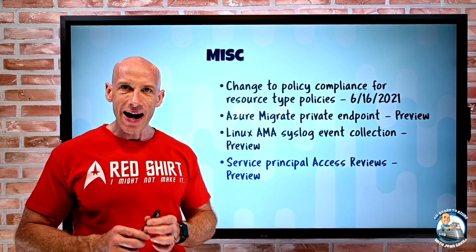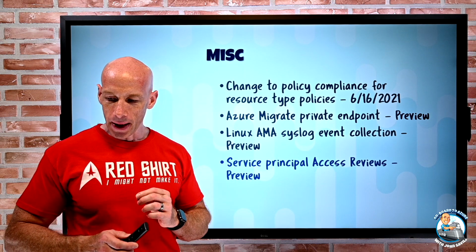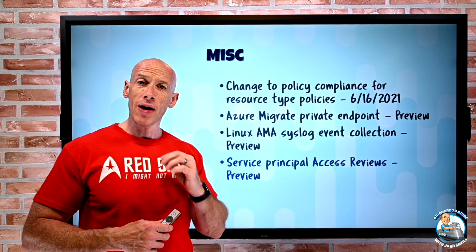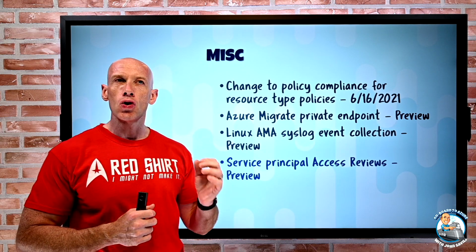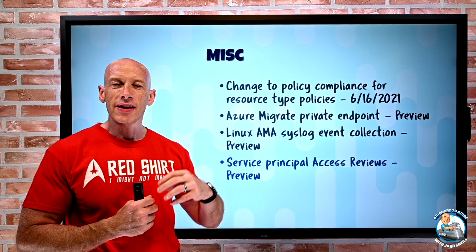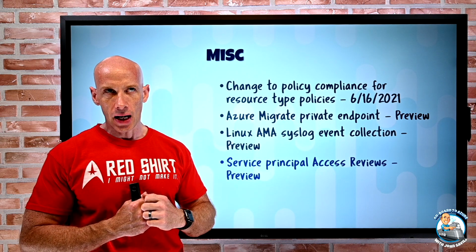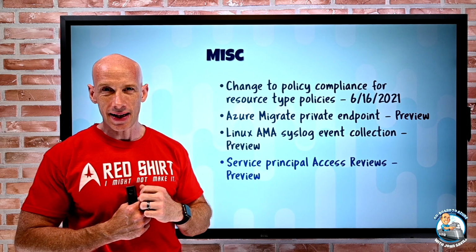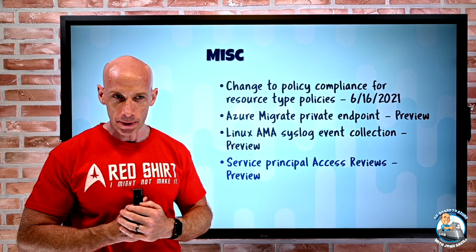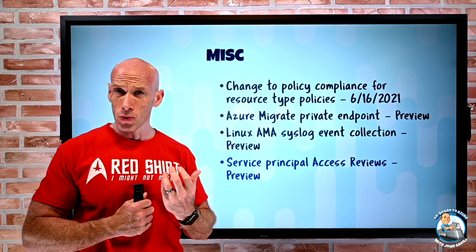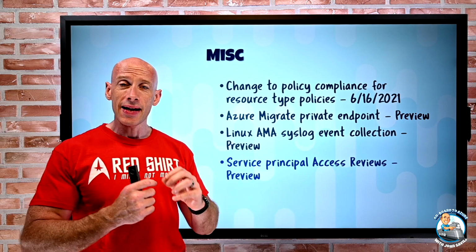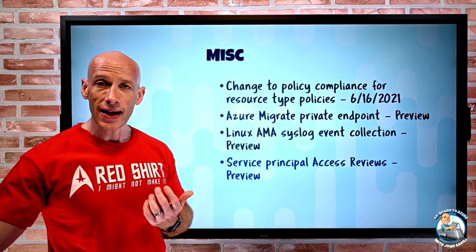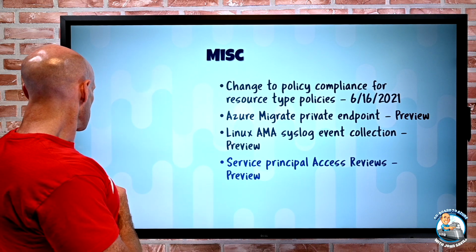Service principal access reviews are in preview. So remember, access reviews are an Azure AD feature that traditionally let me evaluate users and groups for, hey, do they still need this group membership? Do they still need this role assignment? Do they still need this application assignment? Well, my service principals, they also might have privileged roles, and now I can actually run an access review against those as well.